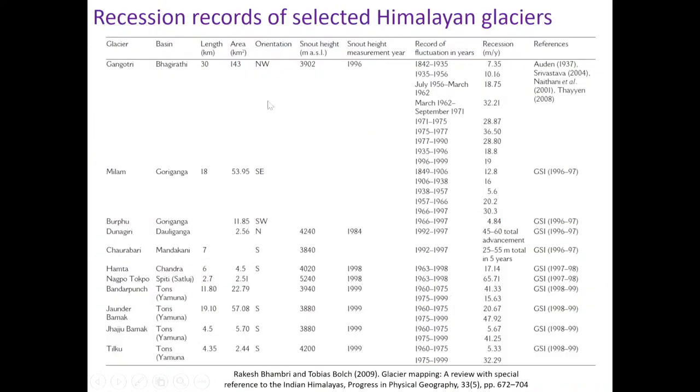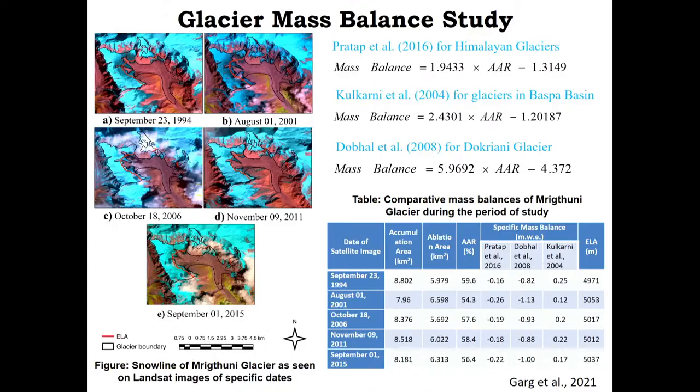So you can see here the different literature available where they have analyzed the different glaciers, how much is the retreat of these glaciers, at what rate these glaciers are retreating in different time periods. So you can get this information from these references, and you can see at what elevation their snout is present. Those kinds of analysis are possible using the remote sensing data.